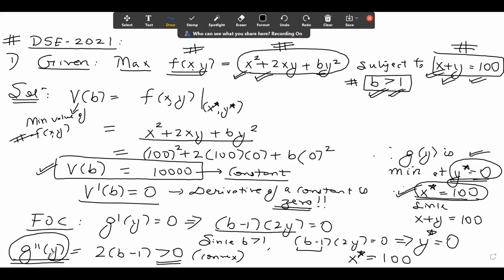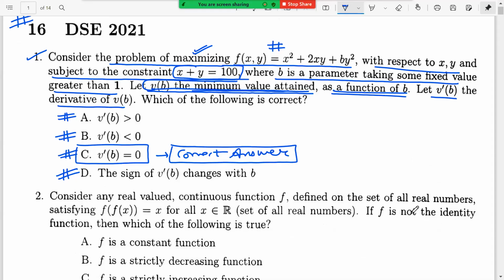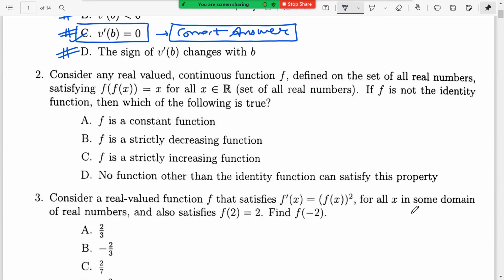So the question is maximize f of xy, but v of b is the minimum value attained. That is what was given to us in the question. If I come back to the question, v of b is the minimum value attained as a function of b. Once you put x star as 100 and y star as 0 in the function f of xy, you obtain the minimum value of f of xy, which we call v of b. And that came out as 10,000. If you differentiate it, you get 0. Your answer is 0. Okay, so let's look at question number 2 now.